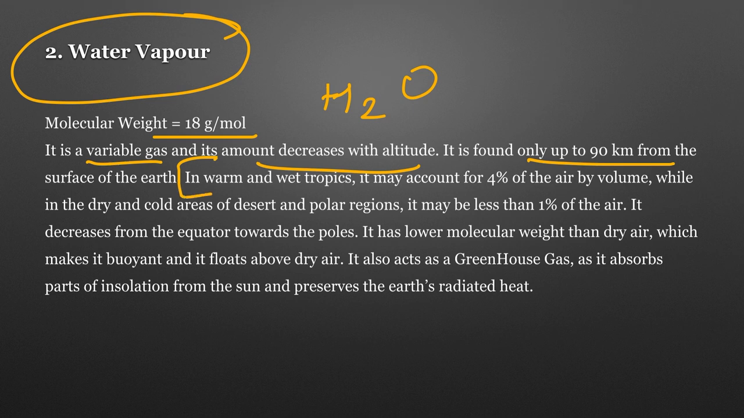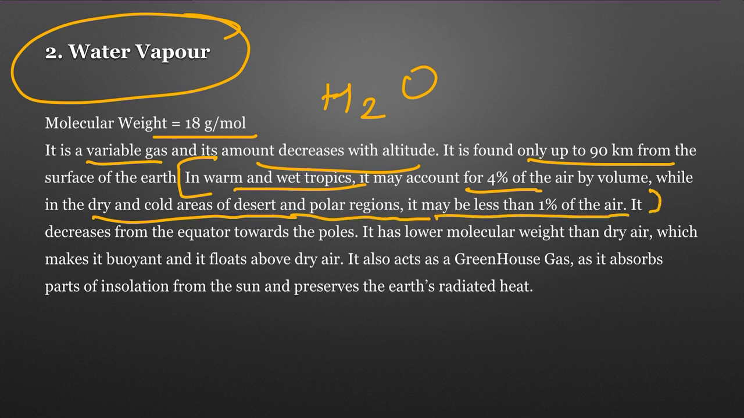And you see, it is higher in warm and wet tropics, where it may account for about 4% of the air volume, while in dry and cold areas of deserts and polar regions, it may be less than 1%. In deserts and polar areas it is less than 1%, but in warm and wet tropical areas it is even 4% of the volume. So when water vapor is higher, the atmosphere must have less nitrogen and less oxygen than it usually has. Its molecular weight is lower than dry air, that is why it becomes buoyant and floats over the dry air.